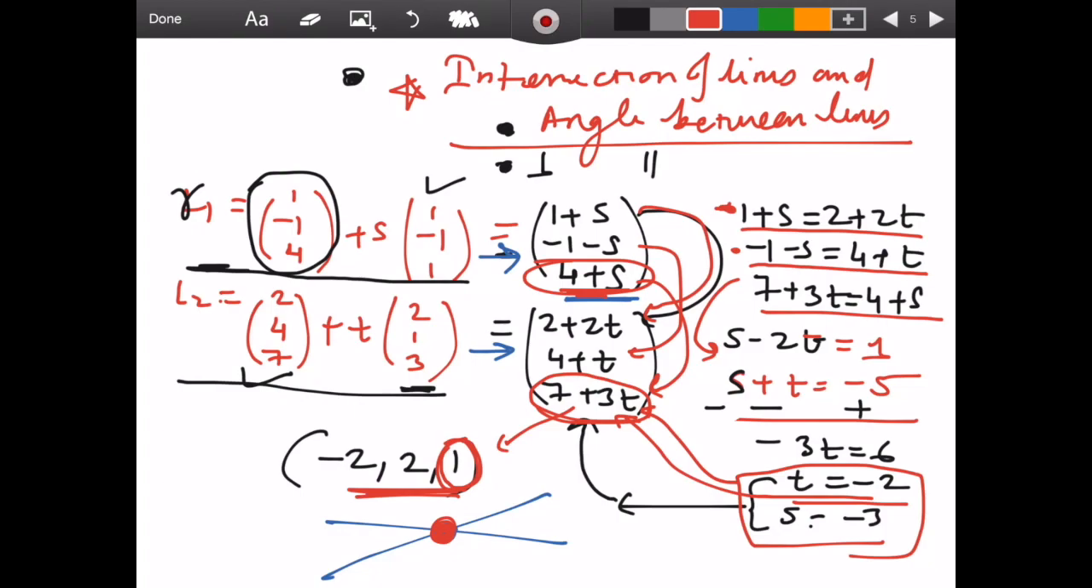In case you took the other two coordinates, for example this one and this one, to form the simultaneous equations, to check you have to think about this coordinate not being the same for skew lines.